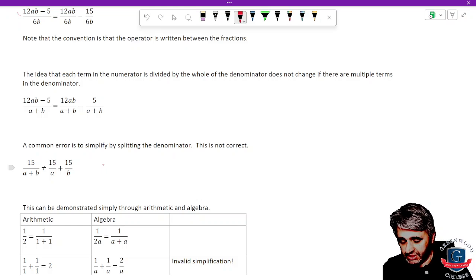Here's where the error gets made. Students think that this can be expanded to this. 15 divided by a plus b is 15 on a plus 15 on b. That's not what this fraction means. And if you do this, it will create an error.